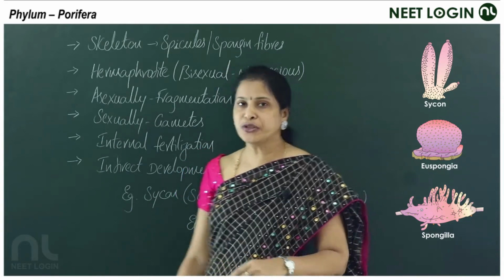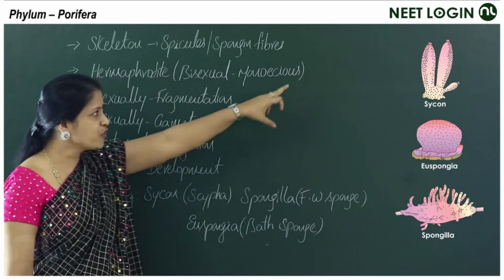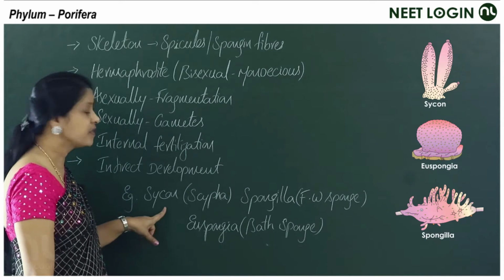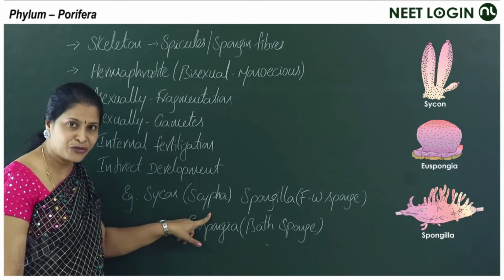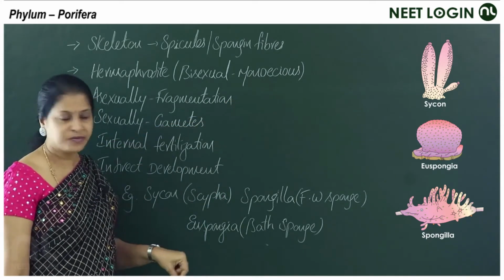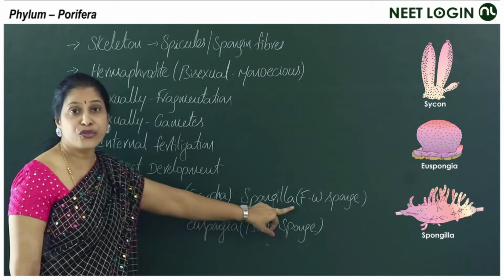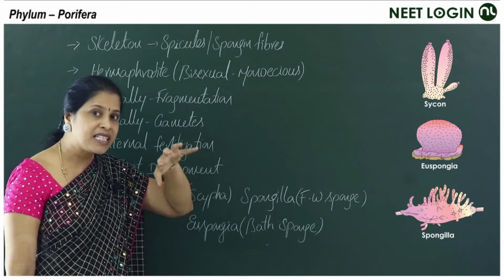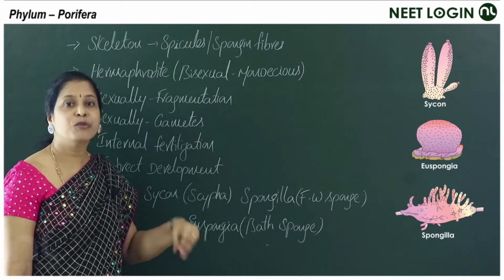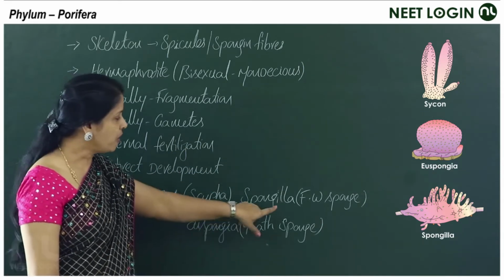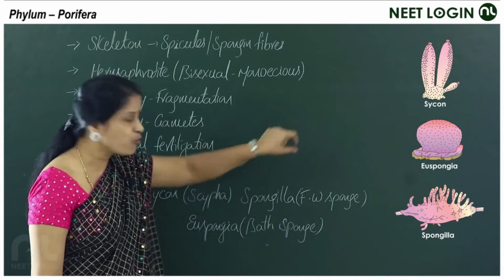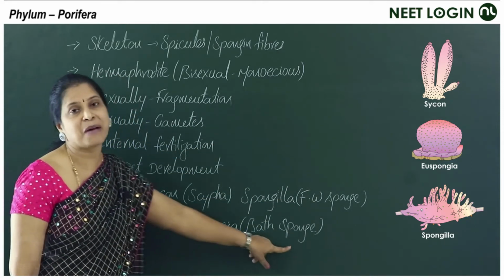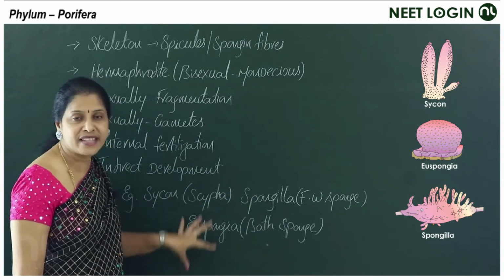And moving on to the examples, the pictures which you are seeing over there are examples of poriferans: the Cycon, the Scypha, the Spongilla, a freshwater sponge. We said that generally the majority of them are marine, but a few are freshwater. Among these, Spongilla is a freshwater sponge. Euspongia, the bath sponge. So, these are good examples.